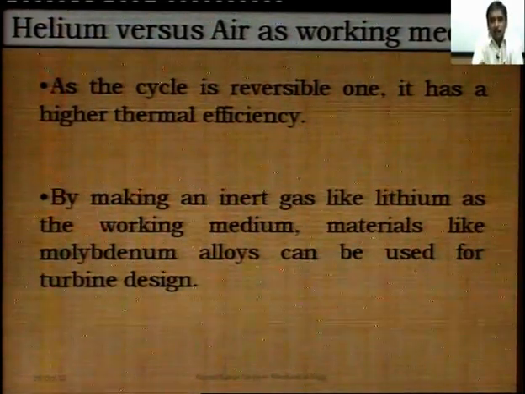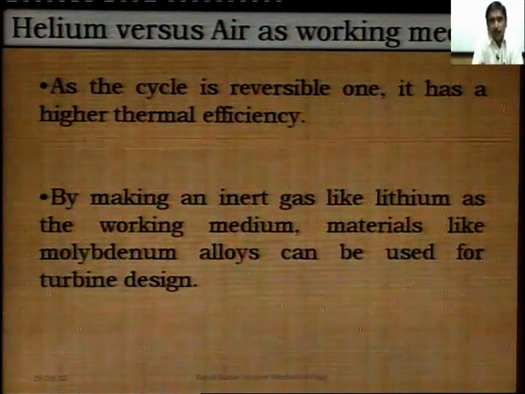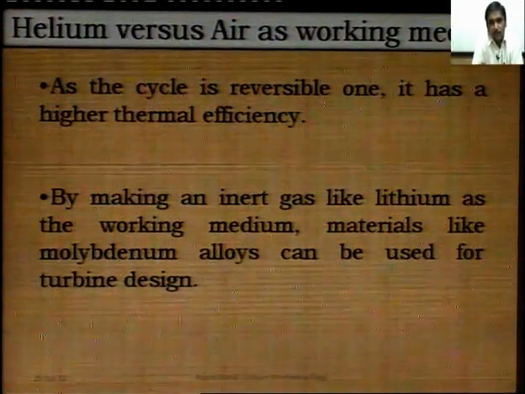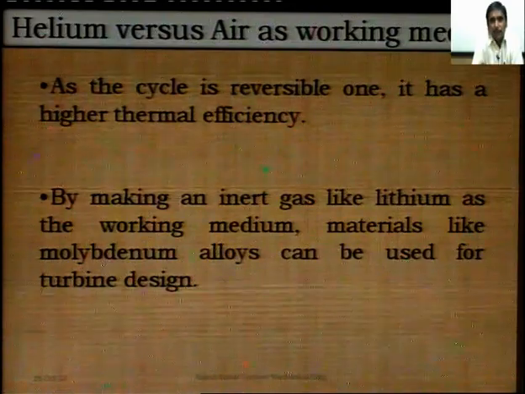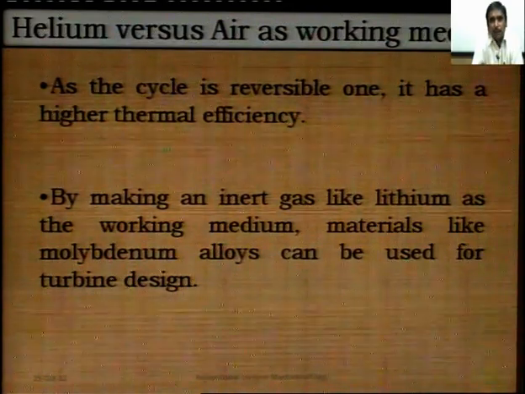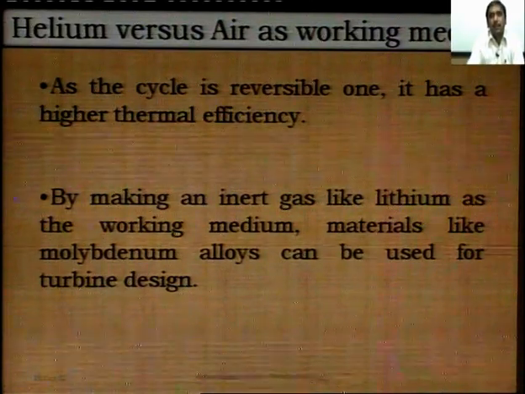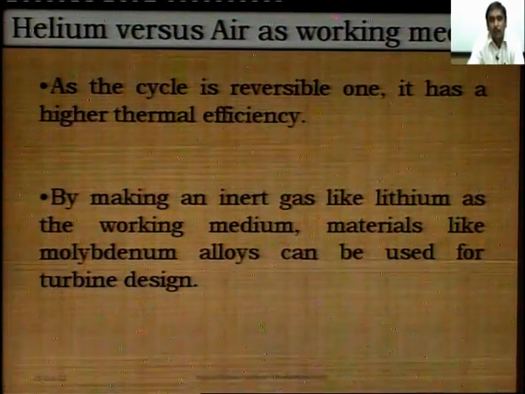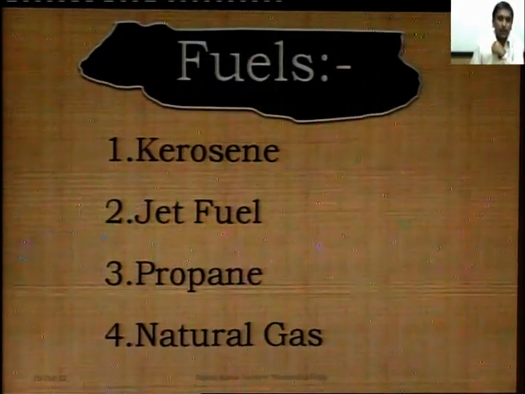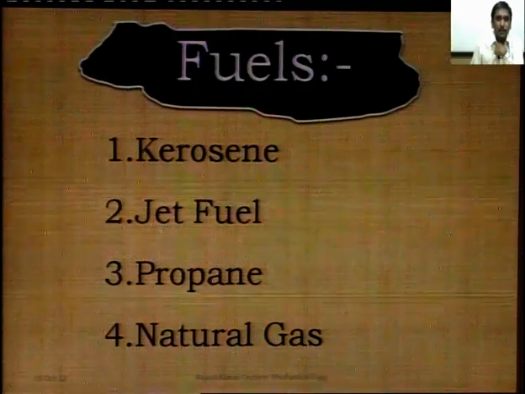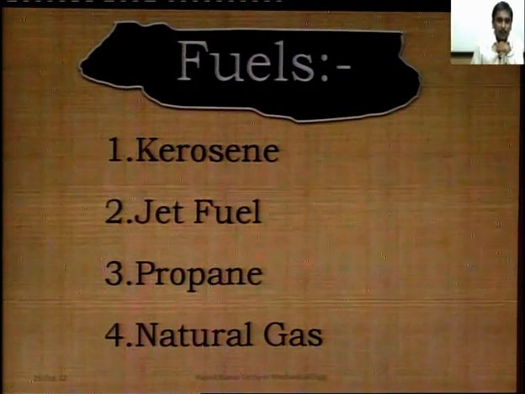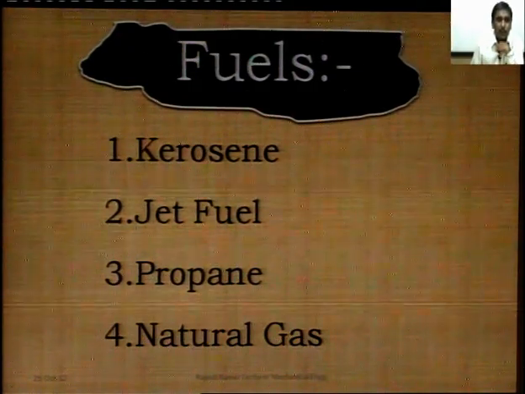As the cycle is reversible one, it has higher thermal efficiency. By making an inert gas like helium the working medium, materials like molybdenum alloys can be used for turbine design. Which fuels can we use in a gas turbine? Kerosene, jet fuel, propane, natural gas.